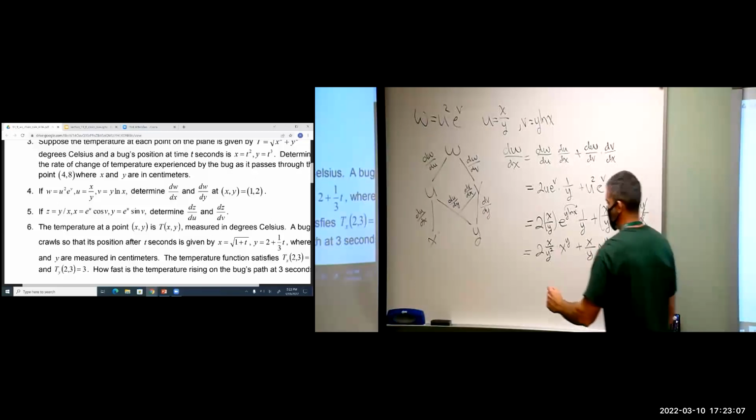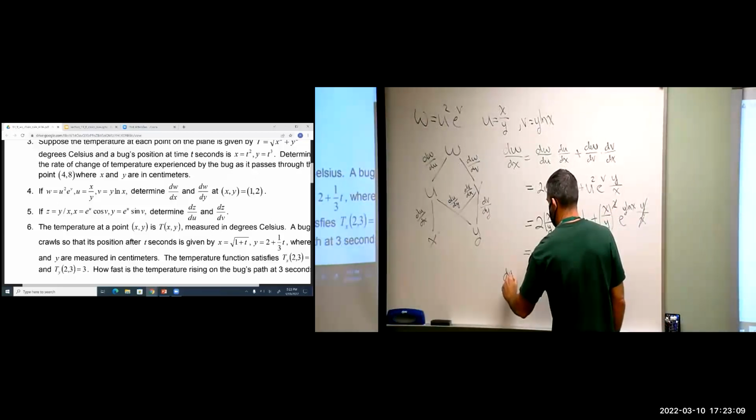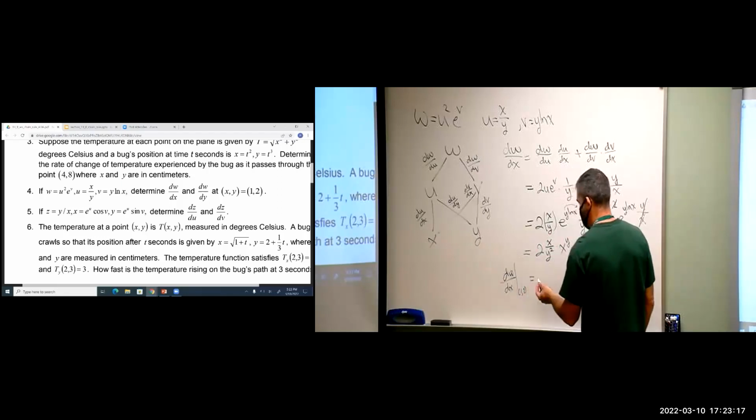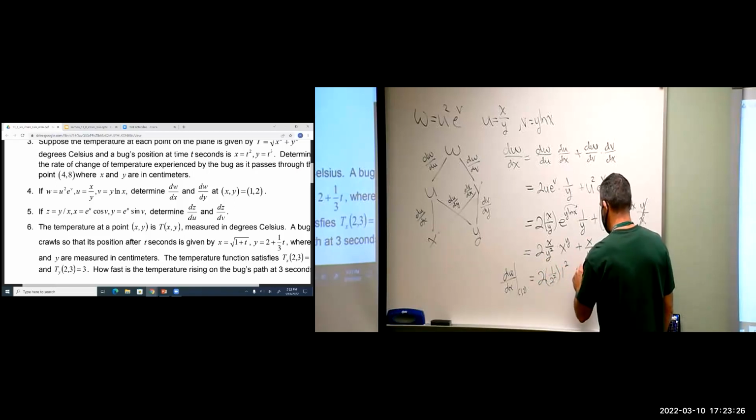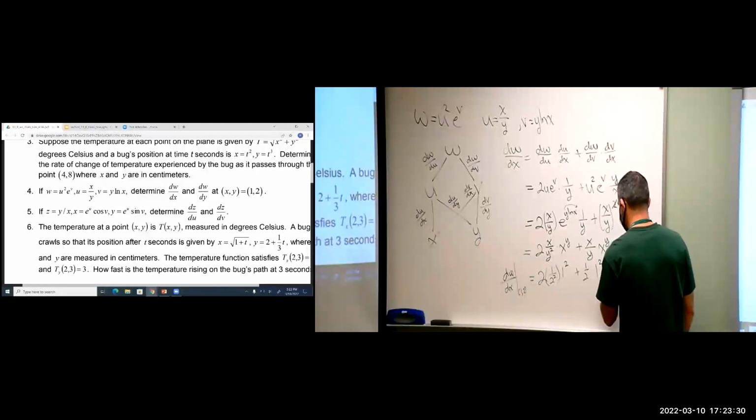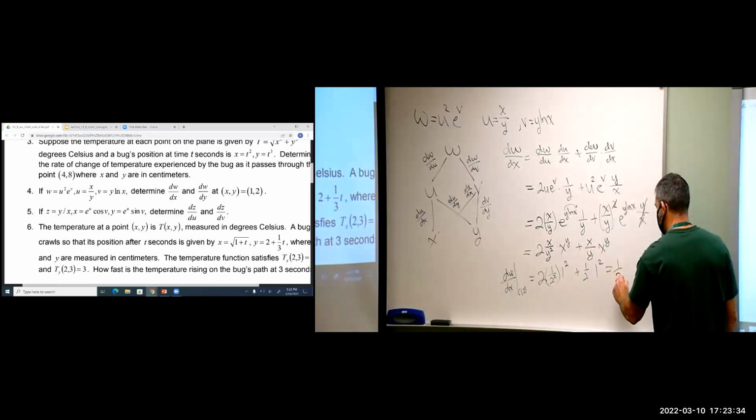So if we wanted to do dW dx at the point (1, 2), we're putting in 1 for x and 2 for y. So 1 over 2 squared, 1 raised to the 2, plus 1 over 2 times 1 to the 2. We got 2 times 1/4, that's a half, so we have a half plus a half equals 1.